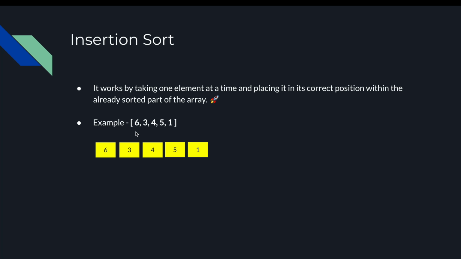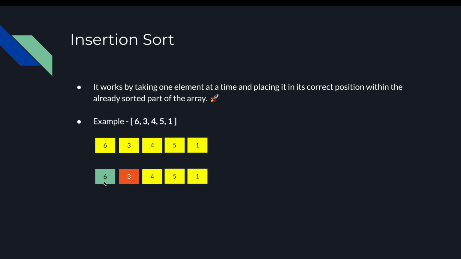Now for example, I have an array here of 5 elements, that is 6, 3, 4, 5 and 1. According to the definition, we will be having a sorted part and an unsorted part in our array. So let's assume this 6 is already sorted and the rest of the elements are unsorted. I will mark 6 as green to show it is already sorted, and according to the definition, we will pick one element at a time from the unsorted part. So let's pick 3. I will mark it as red. Now as I mentioned before, we have to compare it with all the elements of the sorted part of the array and then insert it in its correct position.